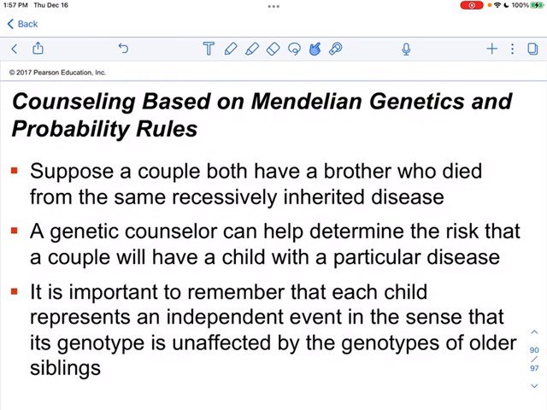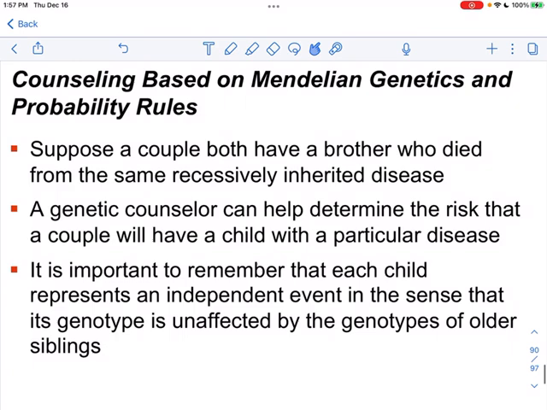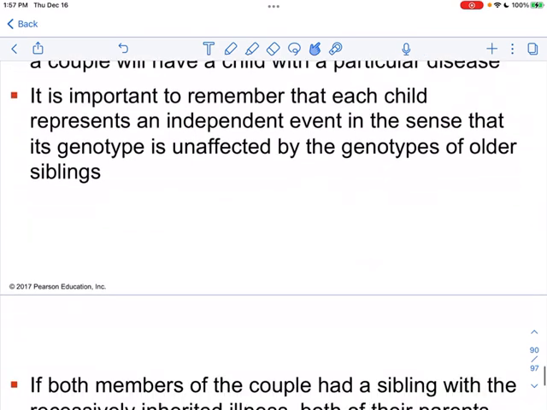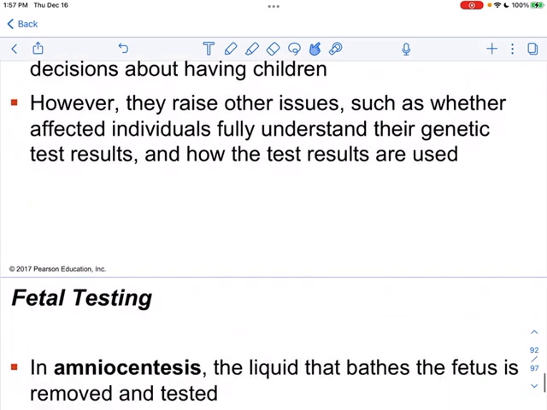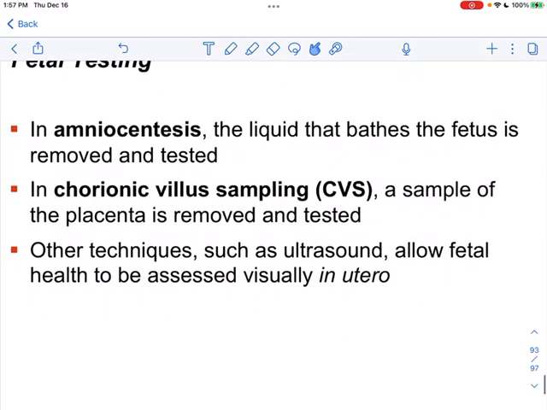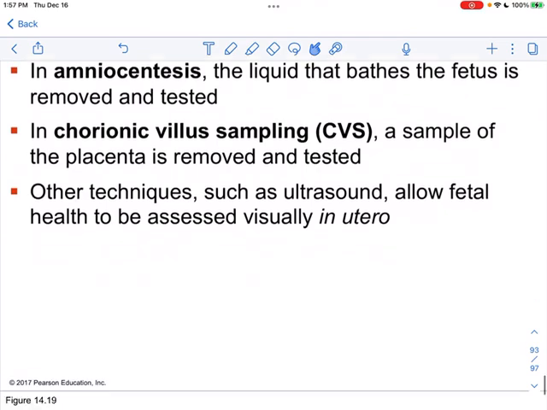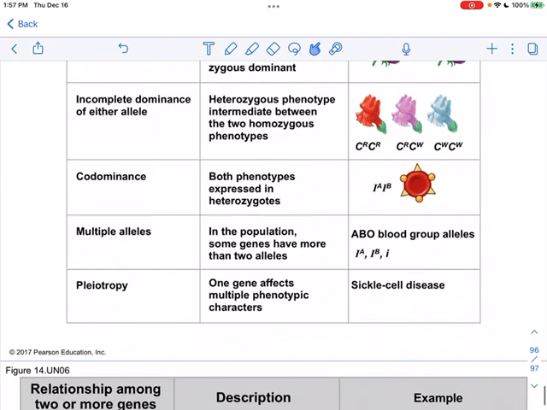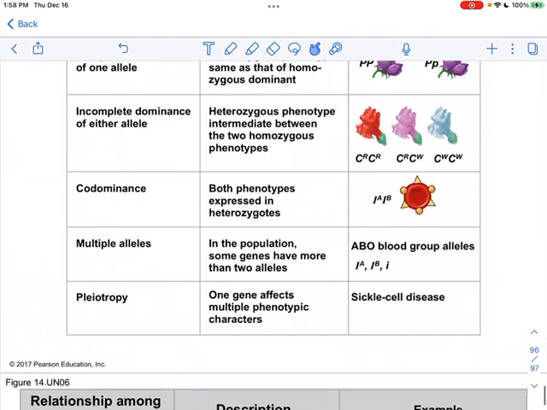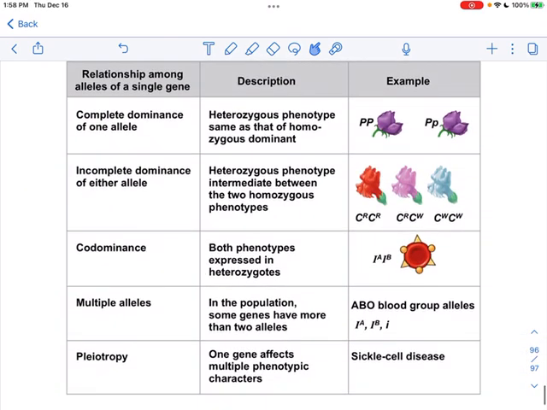So the end of chapter 14 talks about some of these counseling methods, some testing methods that you can go through in order to identify whether or not a developing fetus has inherited any of these types of disorders. I'm going to let you read through that on your own because it's not necessarily part of our AP curriculum, but it is interesting. So if you're interested, take a look at that.